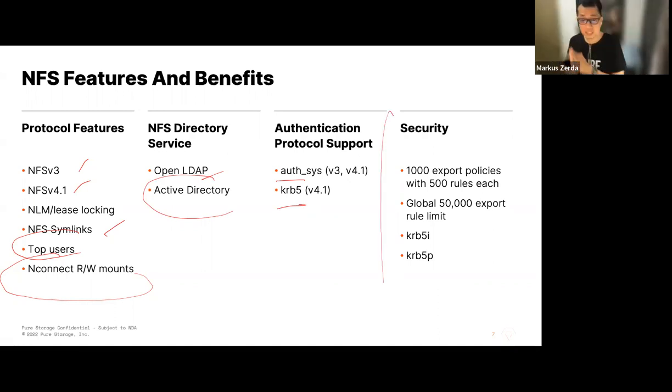Security, we have 1,000 export policies available as a limit. With each policy, you can add 500 rules each, right? And that's already huge. You can actually get about 50,000 export rules in the FlashBlade, okay? And of course, in the latest versions of Purity, you can now use Kerberos 5i and 5p, okay? 5i is more into integrity checking, and then 5p is more for the in-flight encryption if you need in-flight encryption.